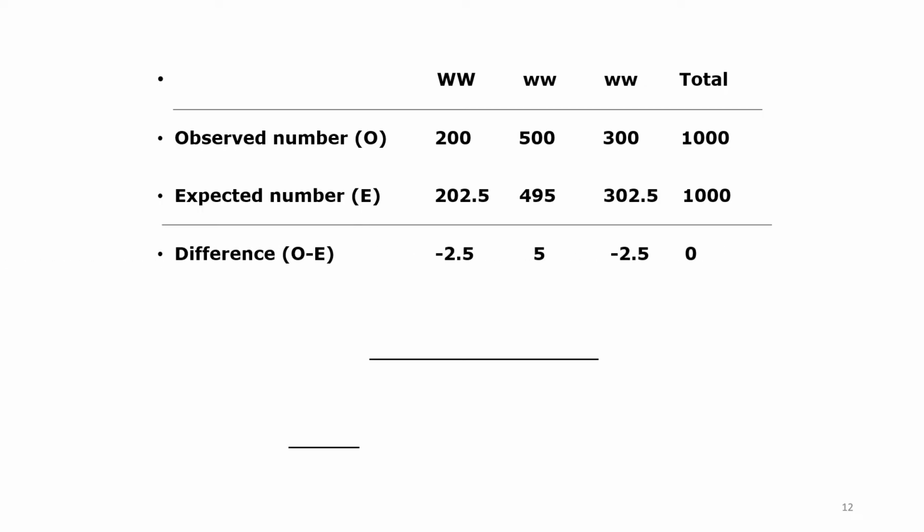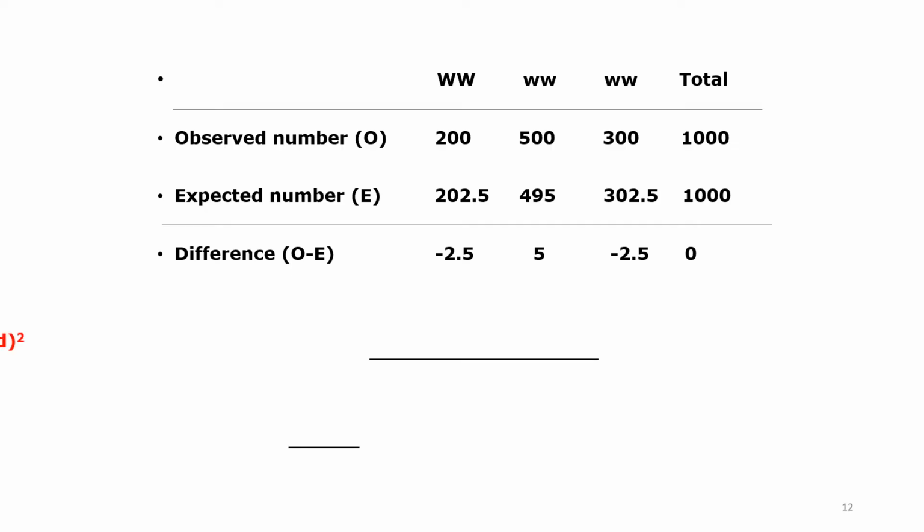So this is the originally observed number of individuals, totaling 1,000, and we have estimated what is actually supposed to be in the population. So we are going to subtract the expected from the observed, and that will give us these values.